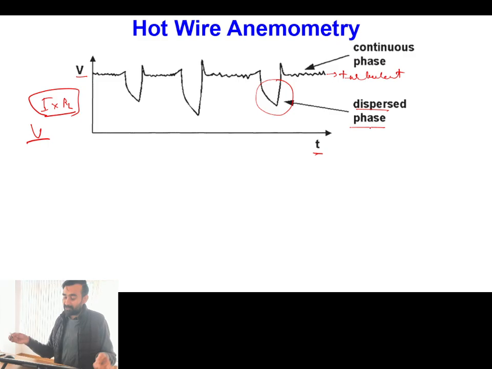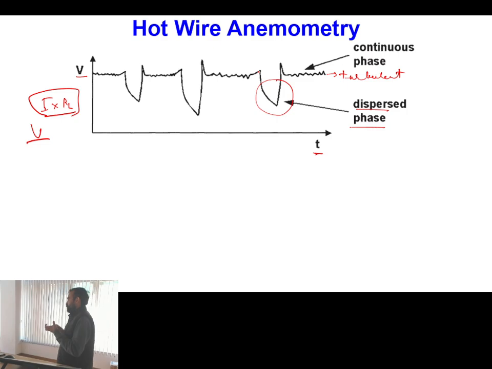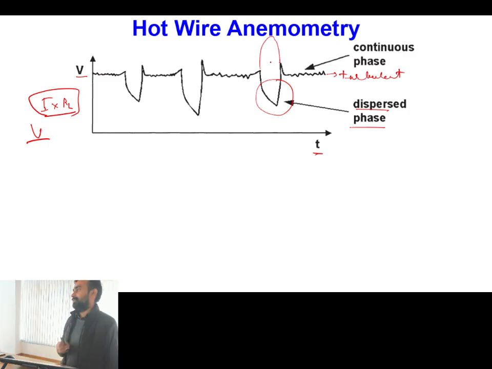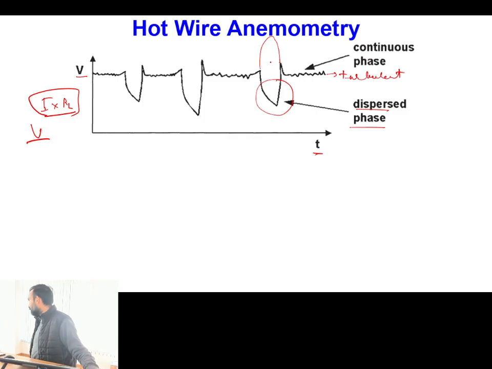But what is the reverse situation? The continuous phase is a gas and the dispersed phase is a liquid drop. Then what will happen? The drop will increase the rate of heat transfer. If it increases the rate of heat transfer, it will try to decrease the temperature, so the current has to be increased. So in case of a drop, your signal will be something like this. Instead of falling, it will be rising. Is this one clear?